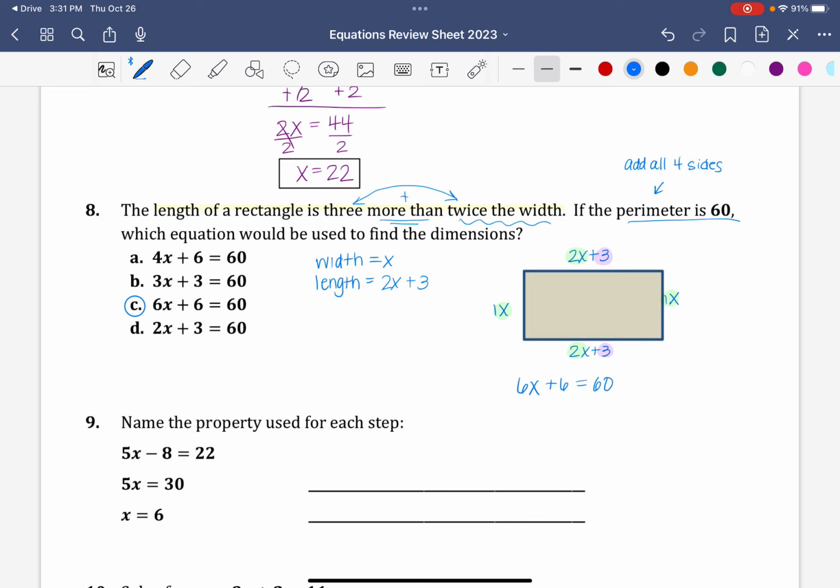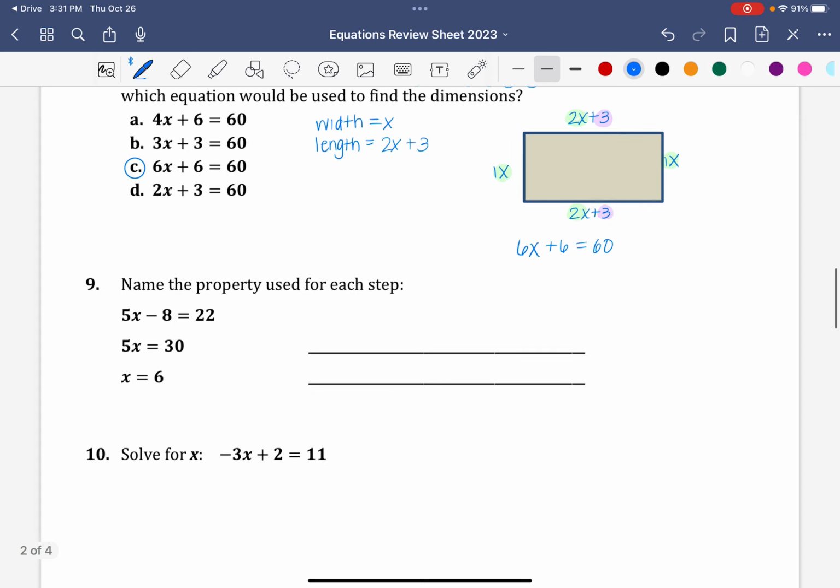Notice that they do have some distractors in there. So if you just converted the length correctly to 2x plus 3, but you set that equal to the perimeter, that's a choice. If you only added up the length and the width and not all 4 sides, that would be a choice. So just be careful, because there are some ones that are there to kind of trick you along the way to make sure you're reading carefully.